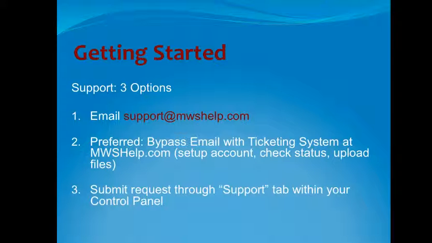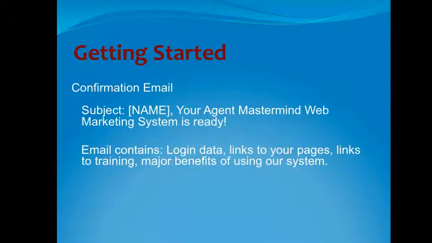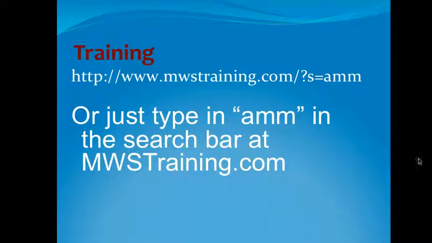So that is pretty much it. Hopefully you got your confirmation email with all your login data. It should have your first name, and then it should say your Agent Mastermind web marketing system is ready. So that's how you find your confirmation email. It has a lot of information. And then our training, mwstraining.com. So go to mwstraining.com and then type in AMM, and you should be able to find all the training tutorials as well.